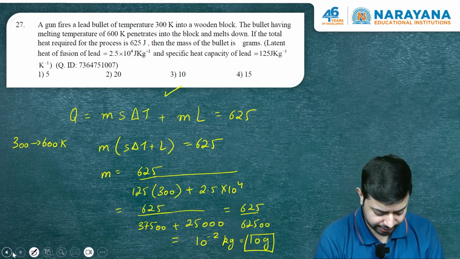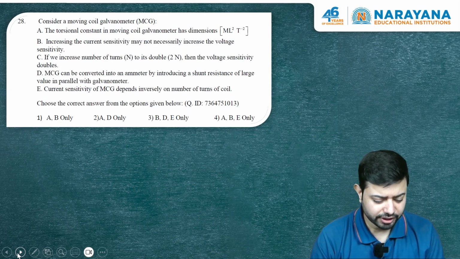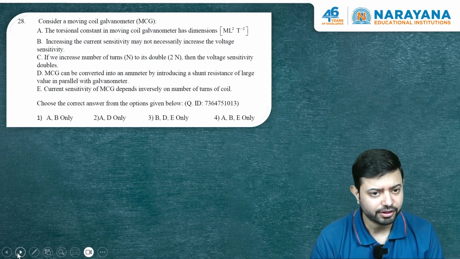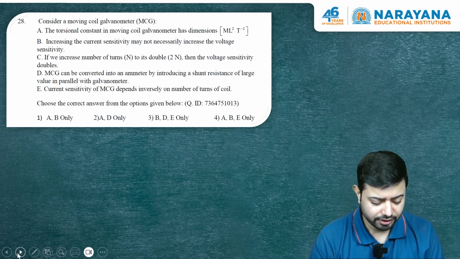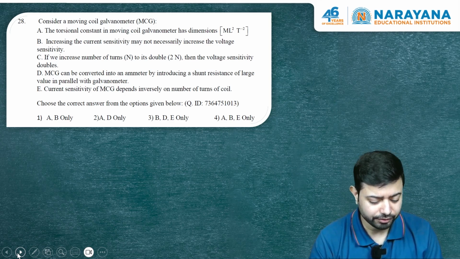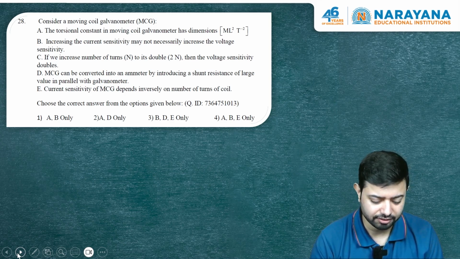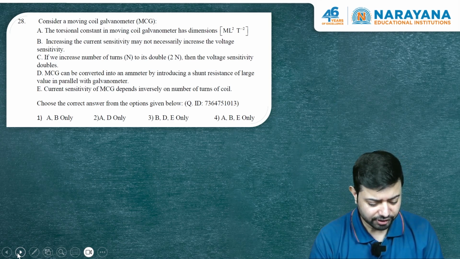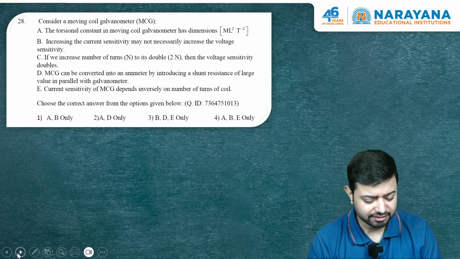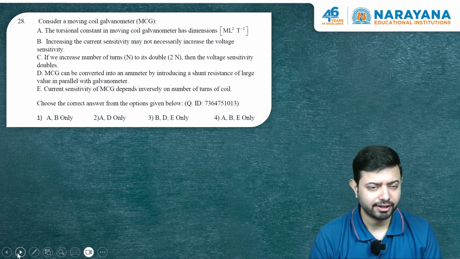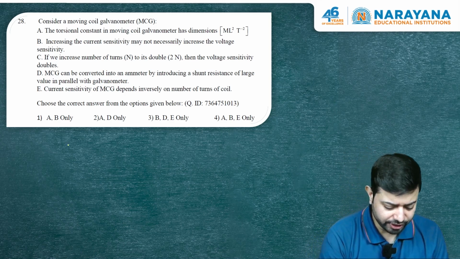So, I hope you are getting it. Let us have a look at the next question. Consider a moving coil galvanometer. A is given: torsional constant in a moving coil galvanometer has these dimensions. Next, point B: increasing the current sensitivity may not necessarily increase the voltage sensitivity. Basically, these are discussing the sensitivity formula for the moving coil galvanometer. So, we should know that formula, right.